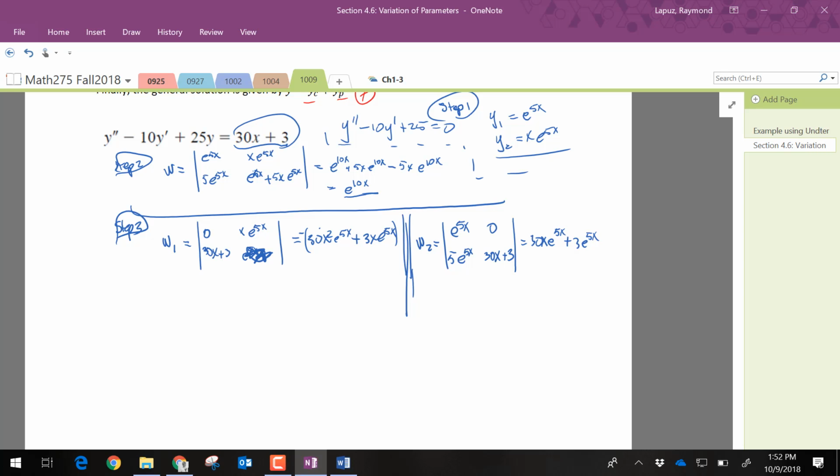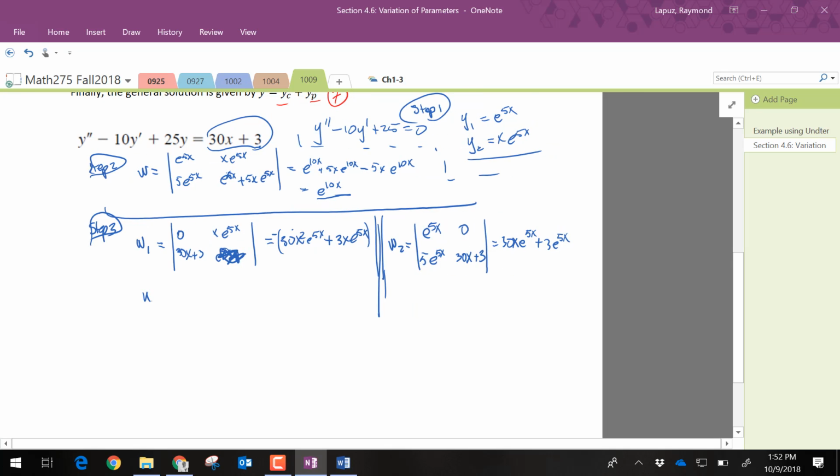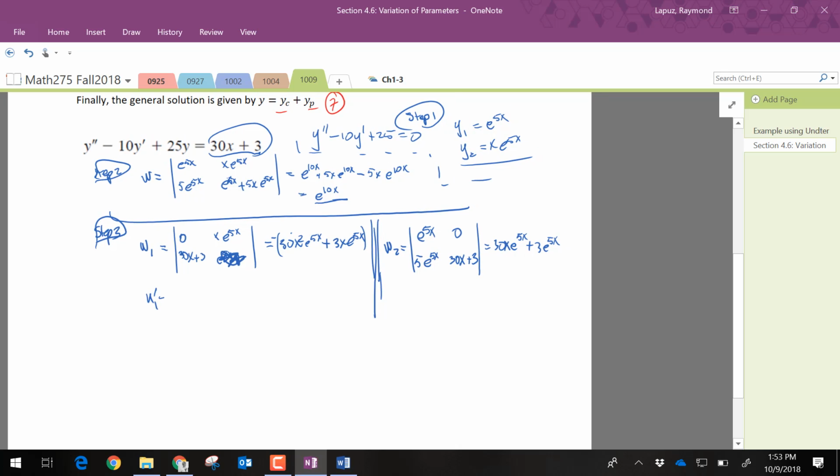All right, now we need to take each of them and we're going to have that equal to y1 prime after we divide it. So it's w1 divided by w, and this is going to be 30x squared e to the 5x plus 3x e to the 5x divided by, what was w? e to the 10x. Yeah, so that just cancels.